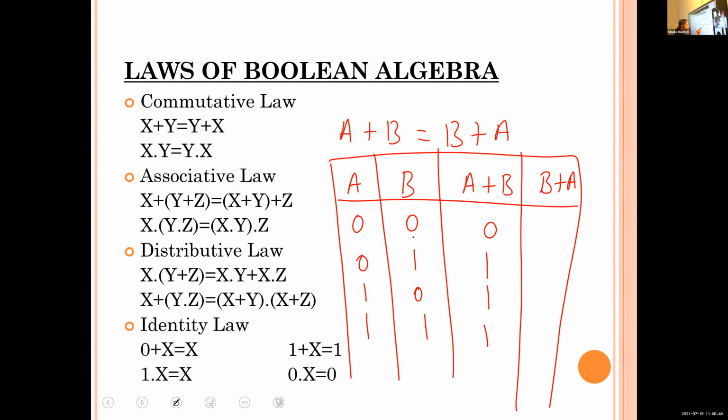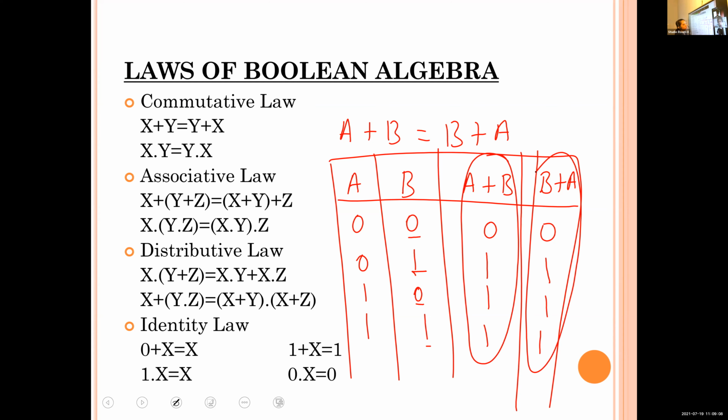B plus a means 0 plus 0, it is same. 1 plus 0, it is 1. 0 plus 1, it is again 1. 1 plus 1, it is 1. So we prove that a plus b is equal to b plus a. In a plus b, the result is 0 1 1 1. In b plus a also, the result is 0 1 1 1. Okay. So we prove this commutative law using truth table.